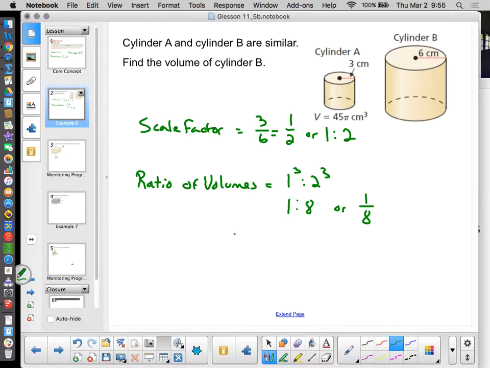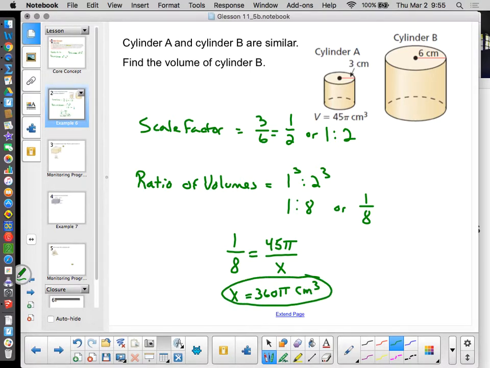And it's really simple. We go 1 over 8, small volume over large volume, equals small volume over large volume. My unknown is there, my large volume. I just cross multiply, and cross multiplying here, x times 1 is just x. 8 times 45 is 4 times 90, or 360 pi. And it's in centimeters cubed.